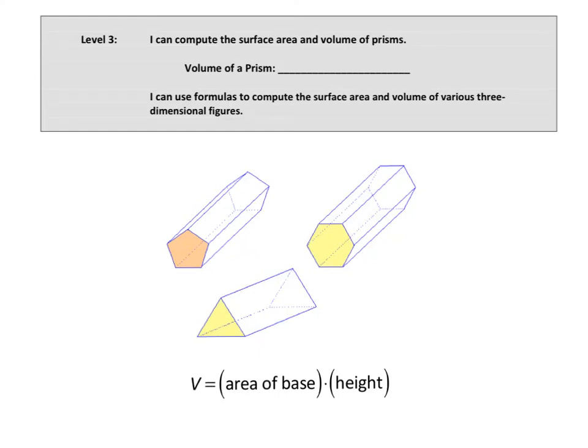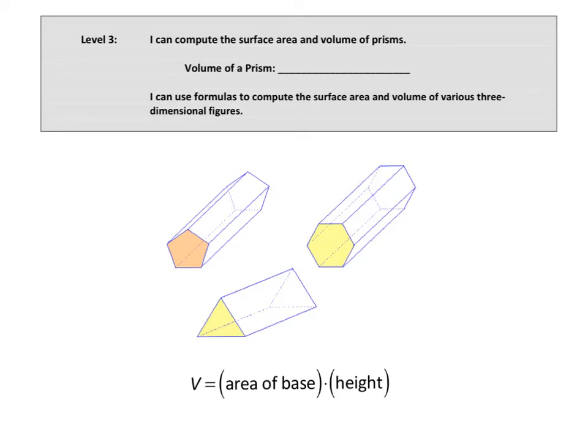In level 3, we'll be finding the surface area and volume of prisms. We will also be using various formulas to find the surface area and volume of other three-dimensional figures like spheres and cones, and you'll always be given the formulas for those. But for a prism, you would never be given the formula on the ACT, so we're not giving you formulas.